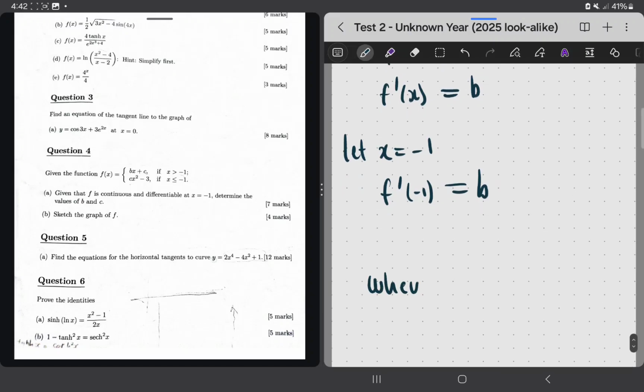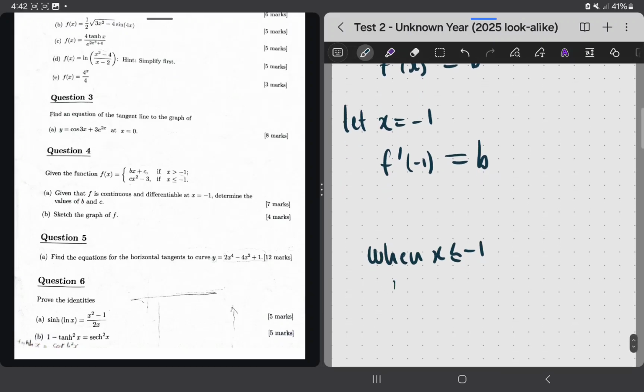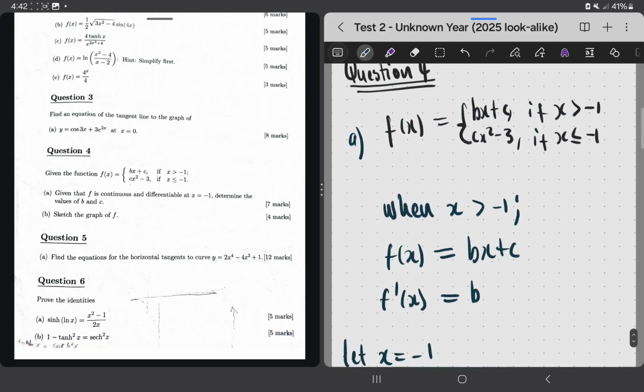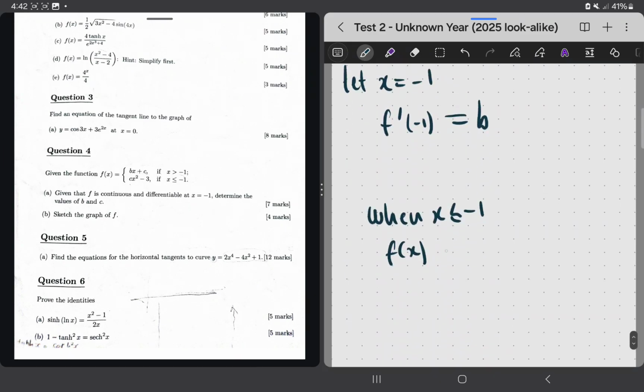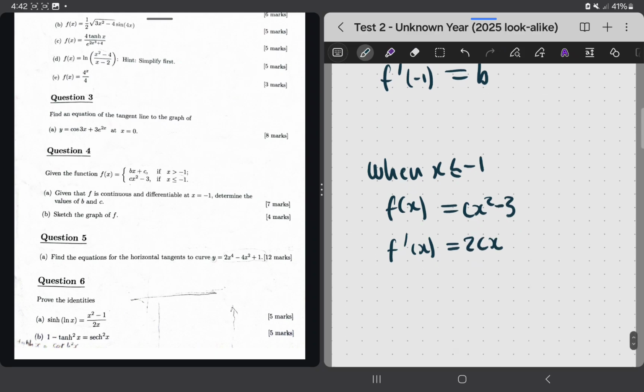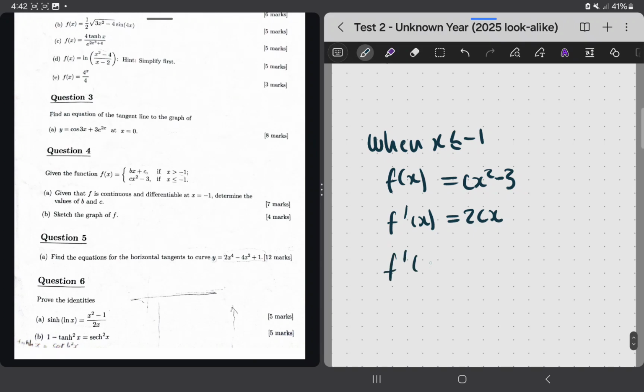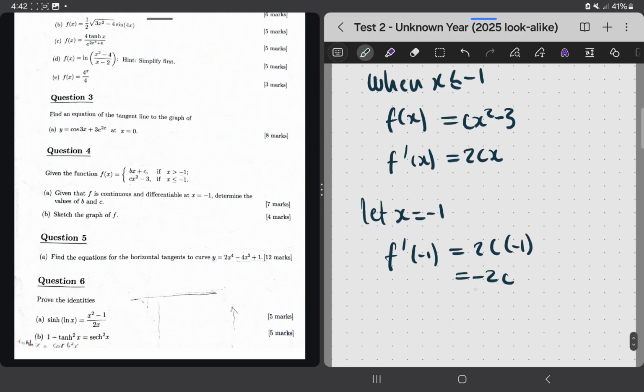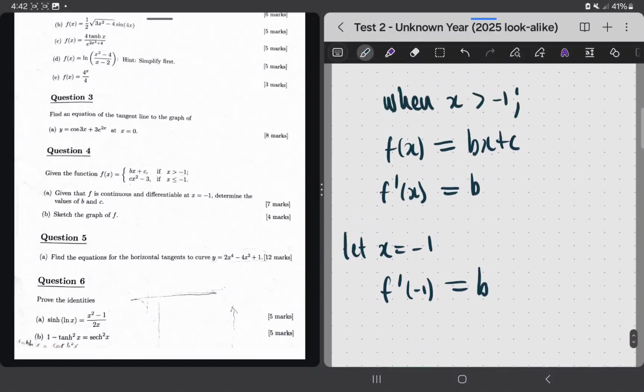You now say when x is less than or equal to minus 1. What is our f of x? f of x is going to be the other one, 6x squared minus 3. Then we find our f dash of x. Differentiate: 2 times 6 is going to be 12, then x is now to the power of 1. The derivative of negative 3 is nada. Then we say let x equal to minus 1, because that is where we are testing. So we find f dash of minus 1 is going to be 2c by minus 1, which is going to be equal to negative 2c.